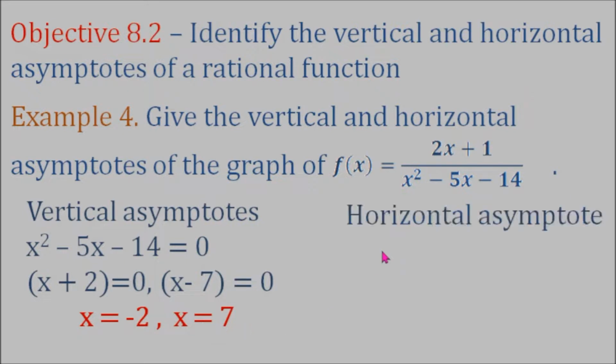Now for our horizontal asymptote, we are going to look at the degree of the numerator and the degree of the denominator. So the degree of the numerator is 1 and the degree of the denominator is 2. So the degree of the numerator is less than the degree of the denominator. So if that would be the case, our horizontal asymptote is just y equals 0.